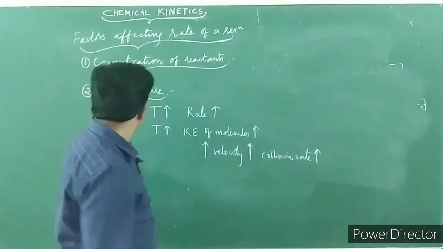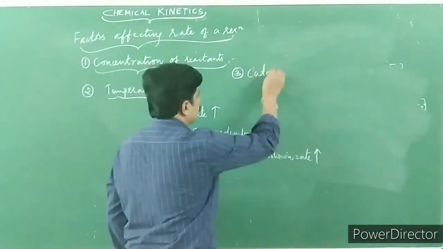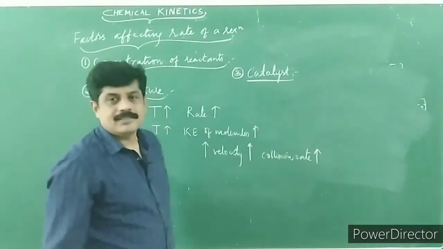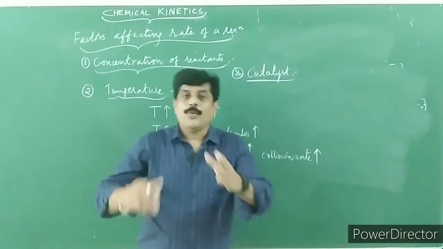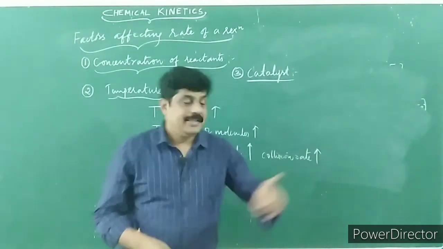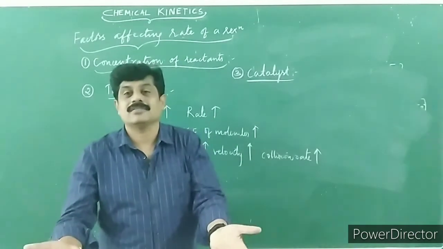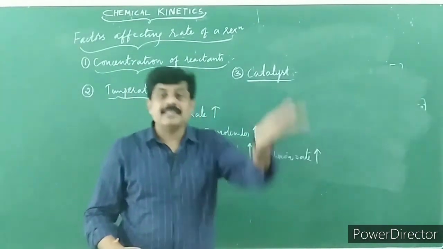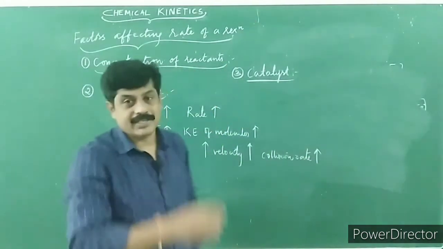Hope you understand that. The third factor is catalyst. Children, catalyst is a chemical substance which alters the rate of the reaction. I repeat again, catalyst is a chemical substance which alters the rate of the reaction. In other words, it changes the rate of the reaction. It may increase the rate of the reaction or decrease the rate of the reaction. That depends on the type of the catalyst.